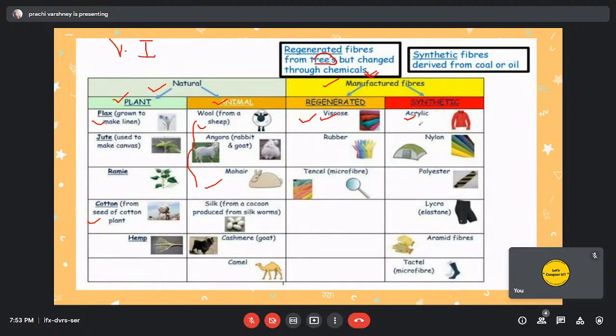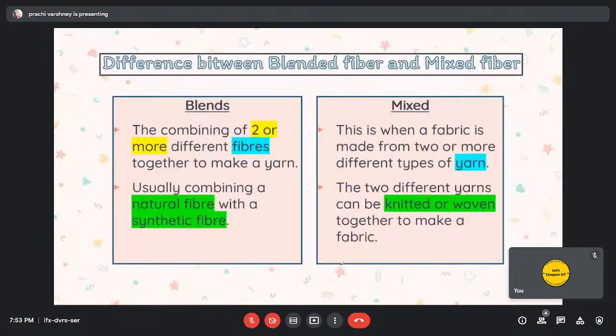And then there are synthetic fibers. Synthetic fibers are mainly derived from coal and oil. There are different kinds of synthetic fabrics like acrylic, nylon, polyester, lycra, and different aramid fibers and technical textiles, so microfibers. Okay, so these are all the fibers, and this is the classification of the fibers. This is very important. Okay, let's move further.